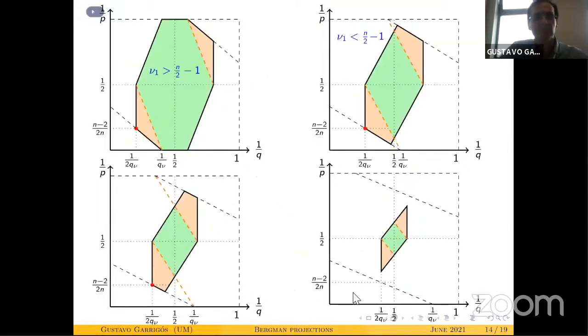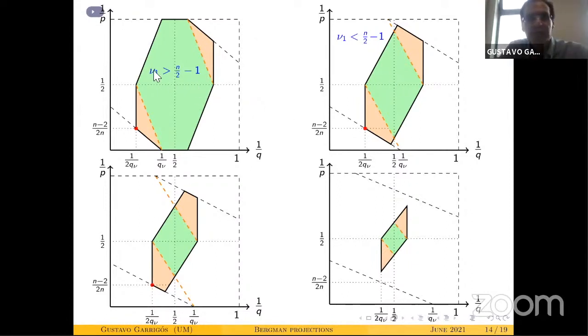So here are the figures, so you understand what I say. This would be the situation when both weights are bigger than n over 2 minus one, a hexagon, like it happened before. But if one of them becomes smaller, you no longer have the naive approach. The naive approach gives you a rectangle here, which is based on this number. But when nu one is smaller, this number is smaller than one half, and there is no rectangle. There is no naive approach here, no boundedness at all of the positive operator, not even for p equal to two. The positive operator with the positive Bergman kernel is not bounded anymore. So you cannot interpolate with that to start with.